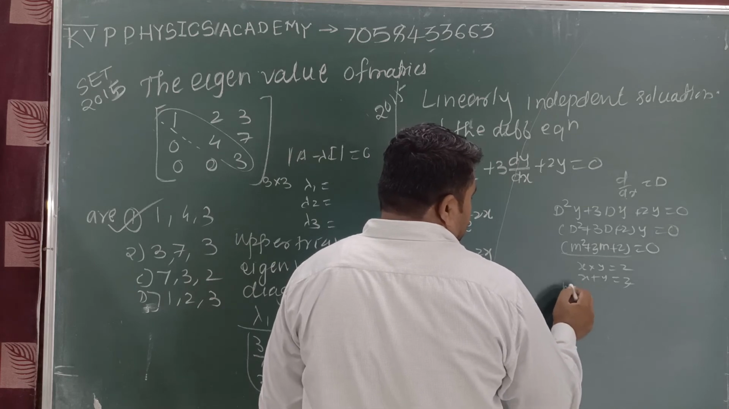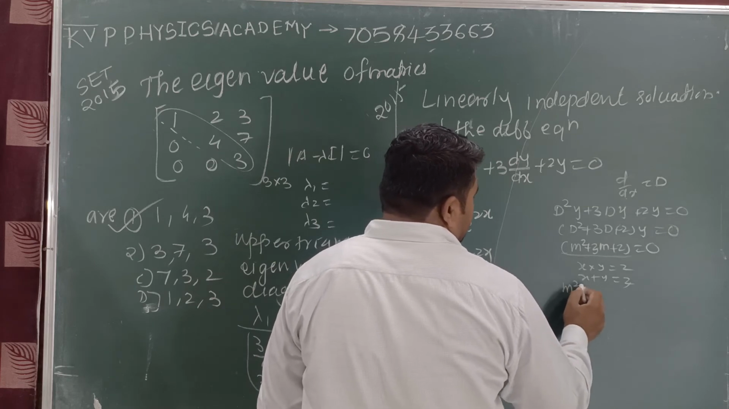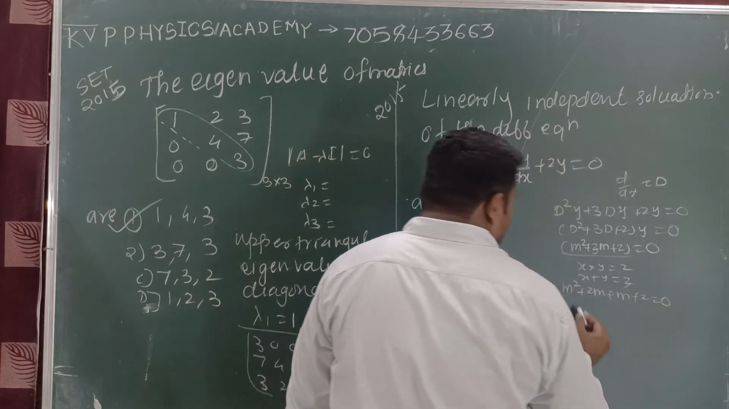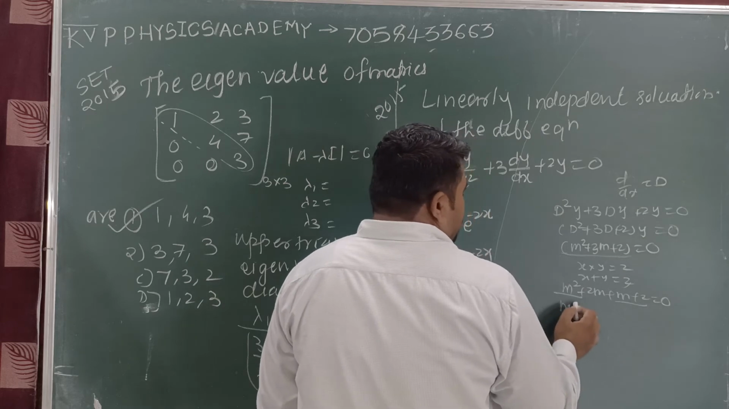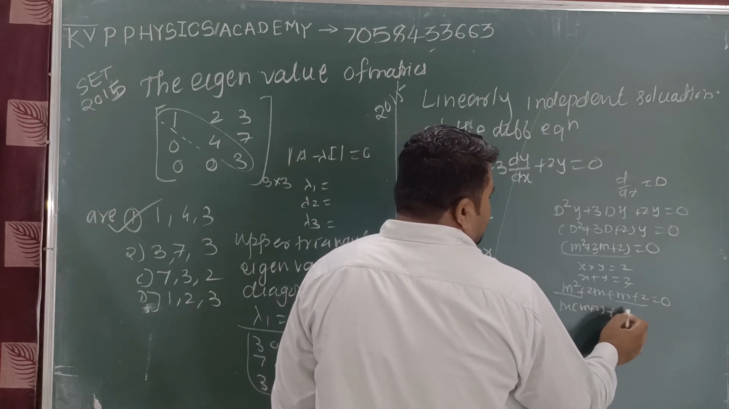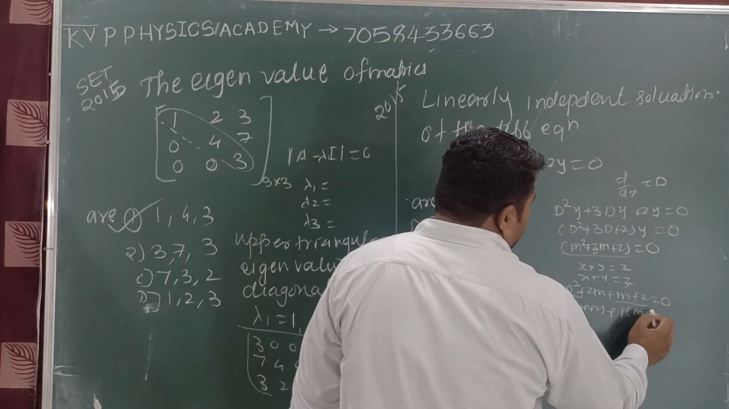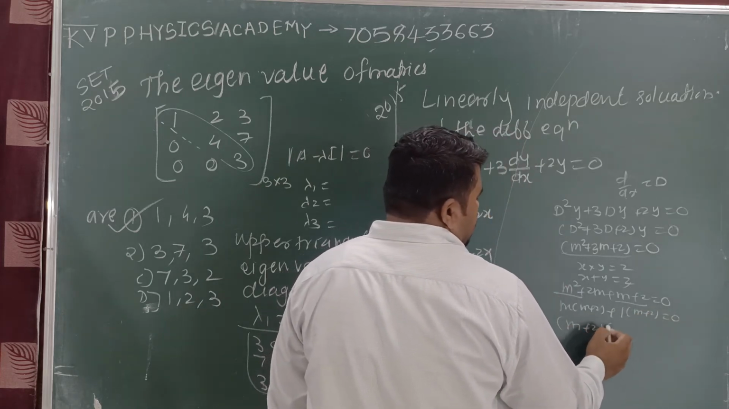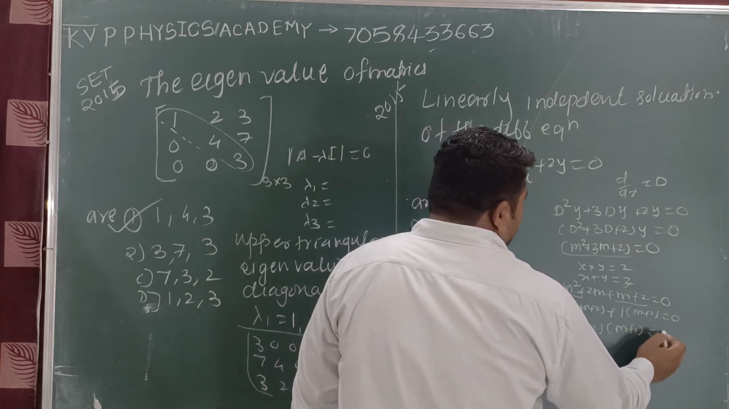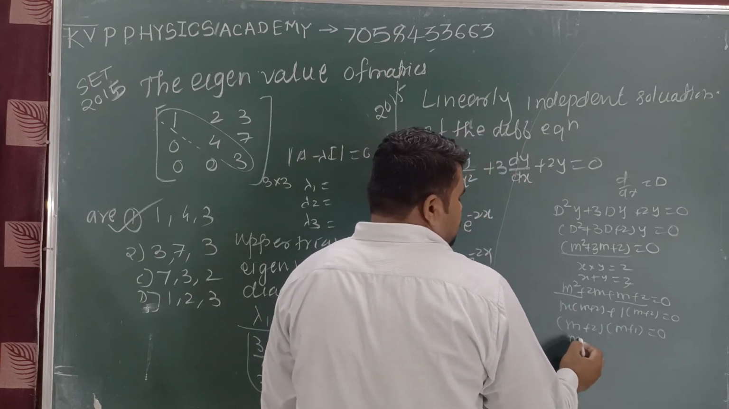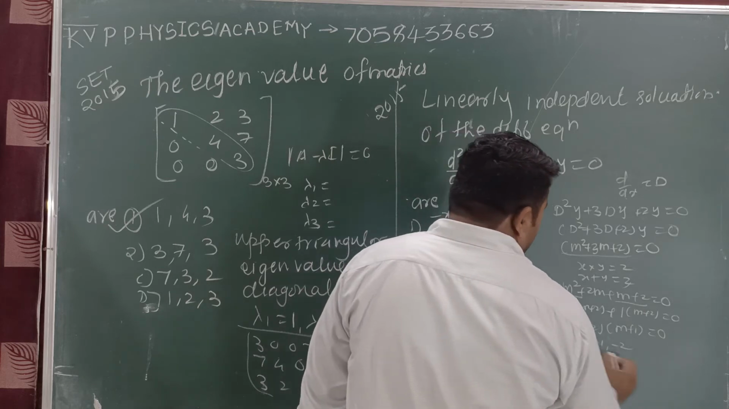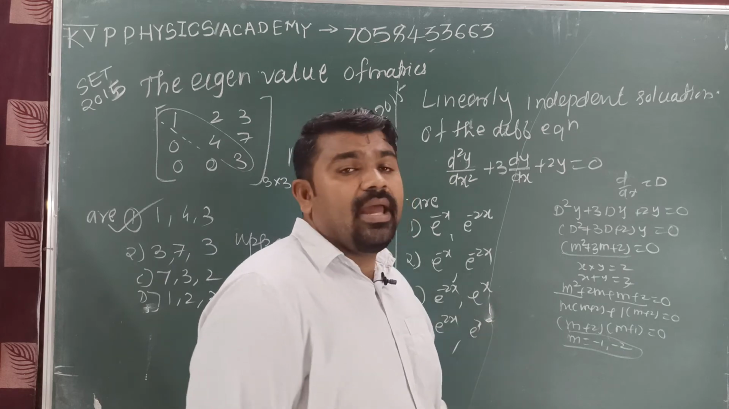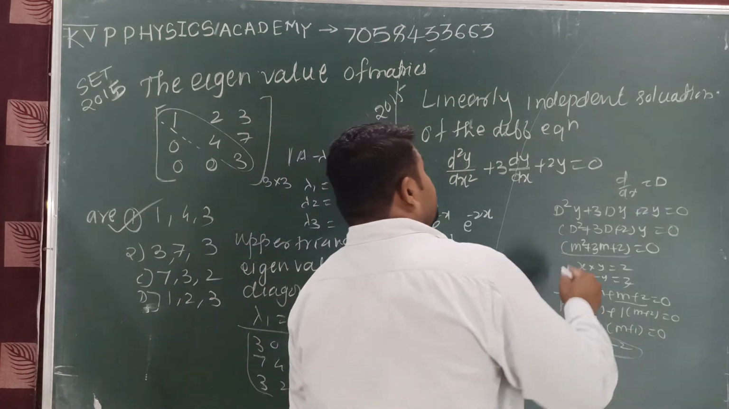Multiplication 2 and addition means 2m plus m plus 2 is equal to 0. From the first case we can take m common out, means m plus 2. From the second case we can take 1 common out, 1 times (m plus 2). Means we get two brackets: (m plus 2)(m plus 1) is equal to 0. Okay, means m is equal to minus 1, minus 2. Here the roots are real and distinct.